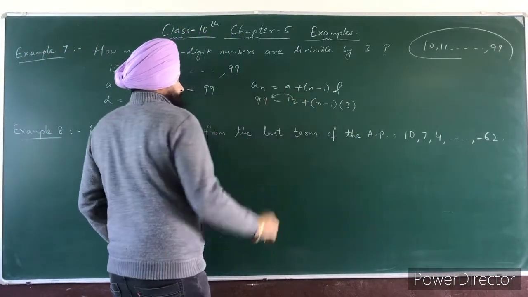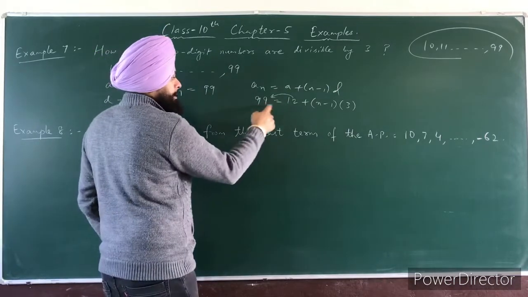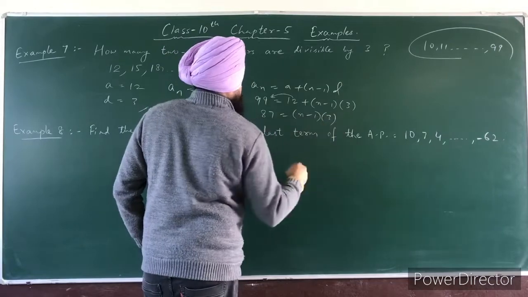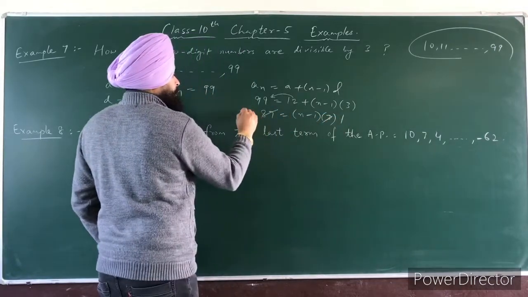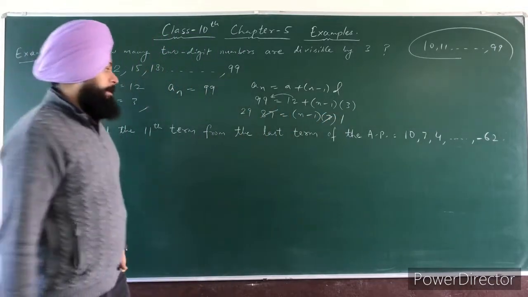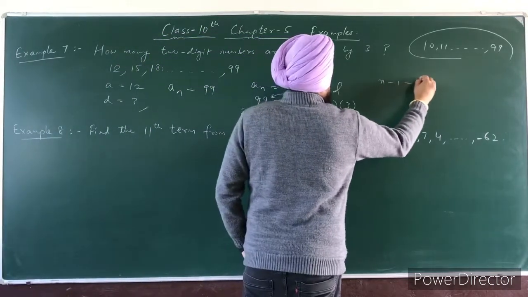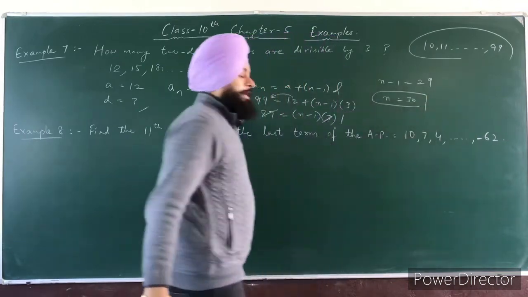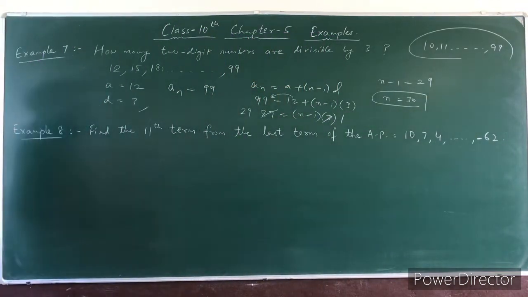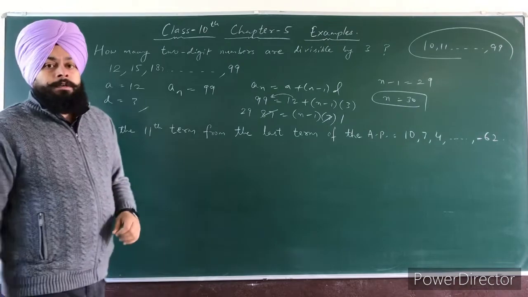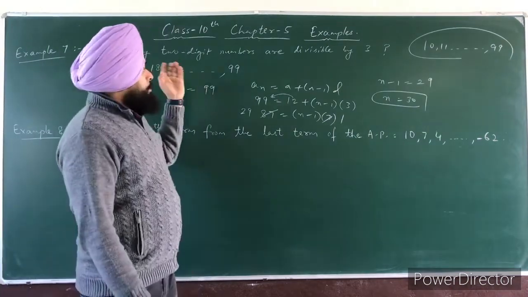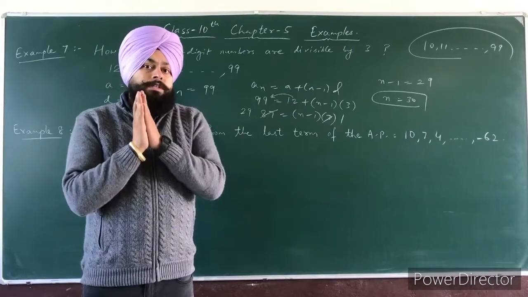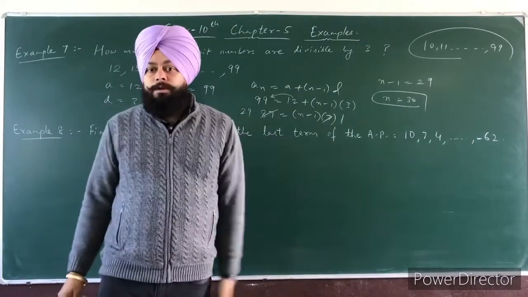So take this 12 on the left side. So 99 minus 12 is 87. Now 3 1s are 3, 3 29s are 87. And now n minus 1 is equal to 29. So what is n? N is 29 plus 1. It is 30. It means there are total 30 numbers having two digits which are divisible by 3. मतलब टोटल हमारे पास 30 डिजिट नंबर होंगे जो 3 से डिविजिबल होंगे.